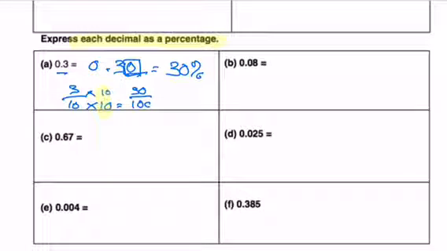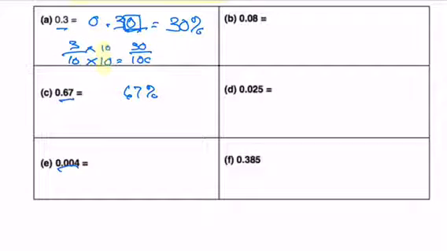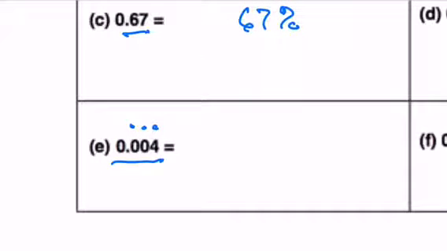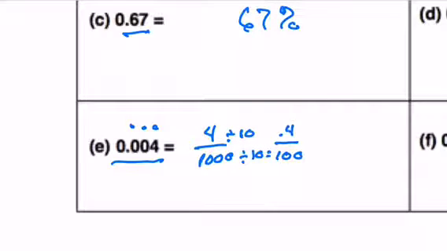All right? Some of these are already in hundredths. 67 hundredths you should recognize as 67%. But what about something like this? What the heck is that? Well, that's the tenths place, that's the hundredths place, and that's the thousandths place. So let me zoom in here to see this a little more carefully. So that is 4 thousandths, and we need it to be 100. So that means that we need to divide by 10. 4 divided by 10 is 0.4.